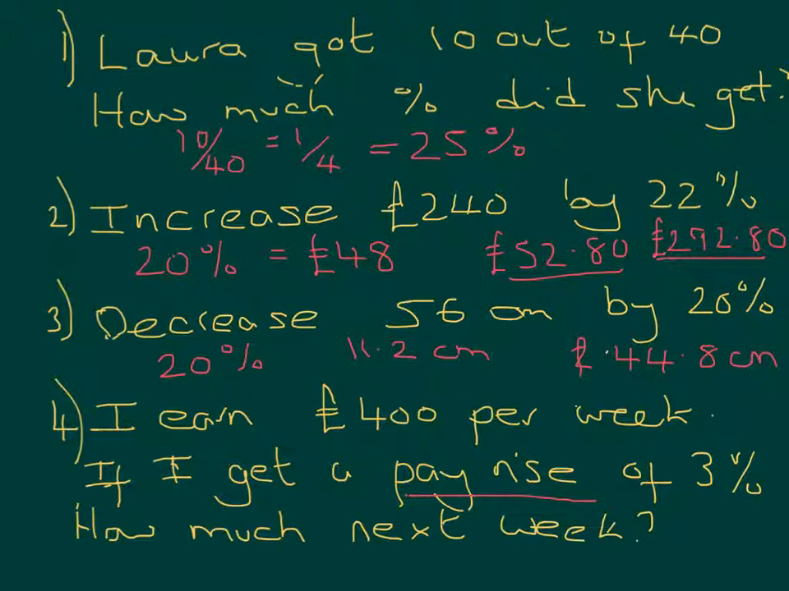Okie dokie, if I earn £400 a week and I get a pay rise, so this pay rise means it's a percentage increase of 3%. Well, 1% of 400 is 4. So 3% will be 12, so my wages will go up to £412. Hope you got them all right.